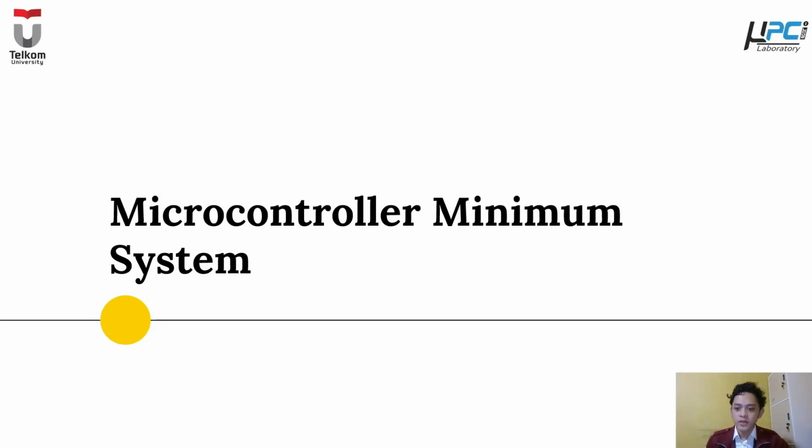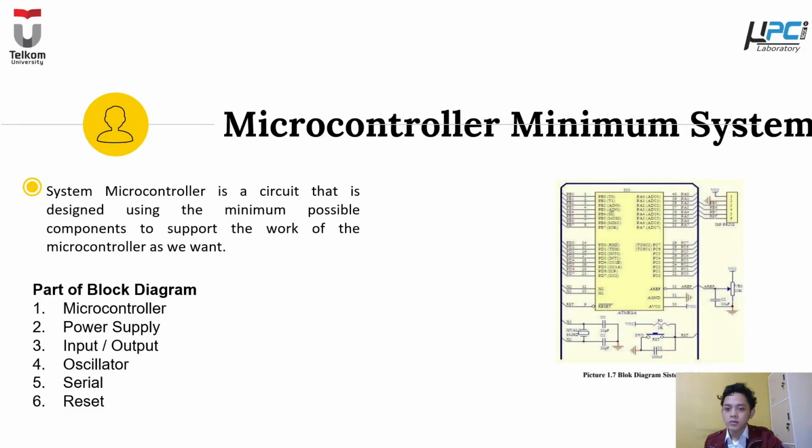So the next part is microcontroller minimum system. So microcontroller minimum system is a circuit that is designed using the minimum possible component to support the work of the microcontroller as we want. So this is the block diagram. We have microcontroller, the yellow block, power supply, input or output, oscillator, serial, and reset.